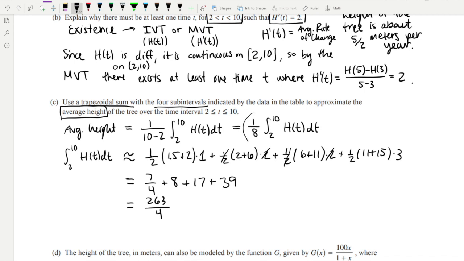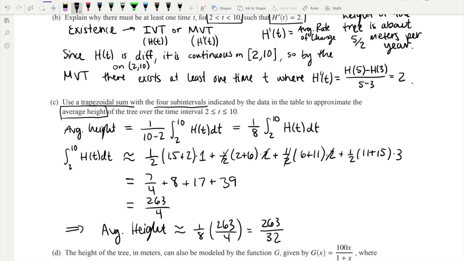So remember, now I need to multiply by this 1/8 to get the average height. So this implies that the average height is approximately 1/8 times 263 over 4, which is 263 over 32. And our units, since this is the height, was measured in meters. That's our answer.